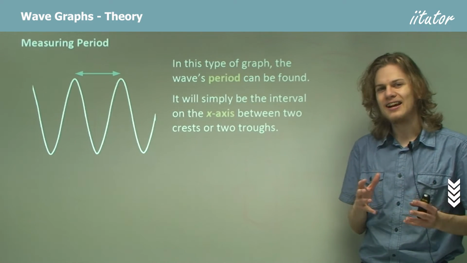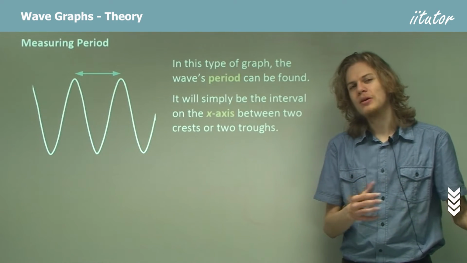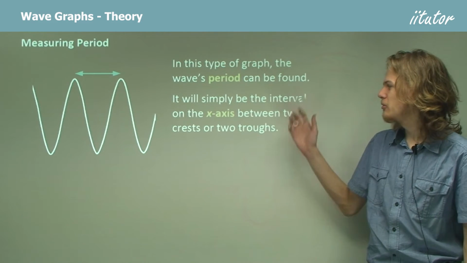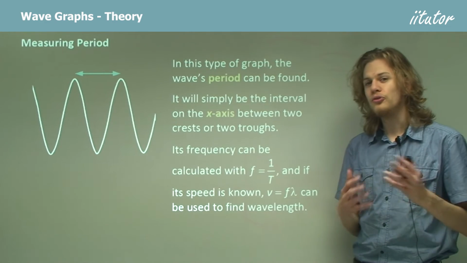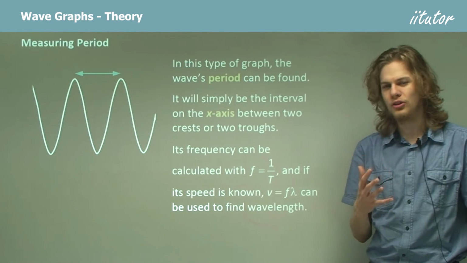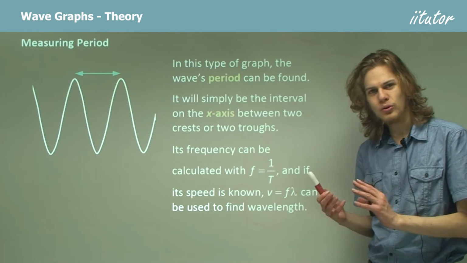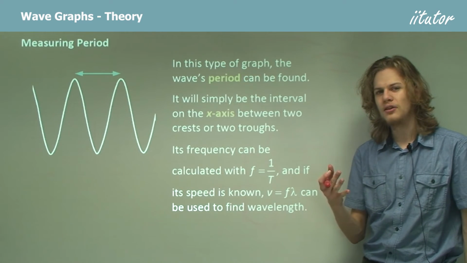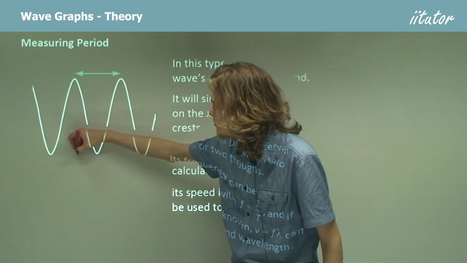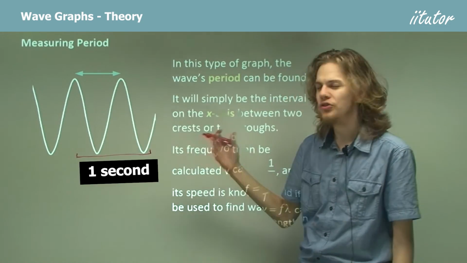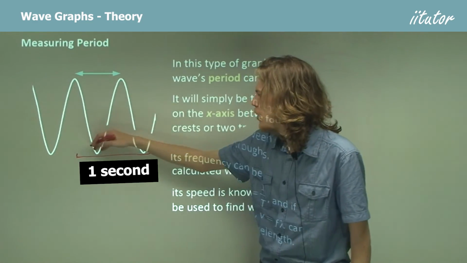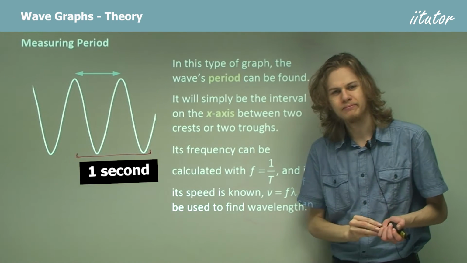So because the x-axis is used to measure time, we can measure a distance on the x-axis to figure out a time in seconds, which will be the period of the wave. And of course, the frequency, we can just use this equation to find, f equals 1 on T. So what this will give you is how many wavelengths pass through 1 second. So if we have a time interval of 1 second over here, then the frequency will be the number of total wavelengths in that interval.